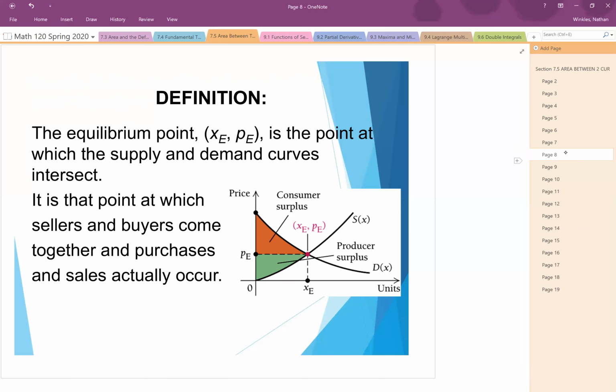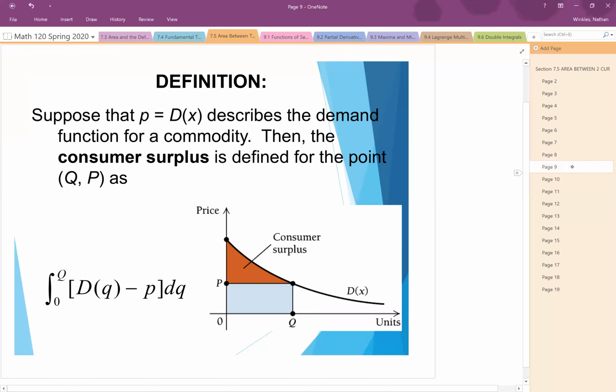Now, integrals are very prevalent in terms of business applications. So the equilibrium point xe comma p is the point at which the supply and demand curves intersect. This is our equilibrium point. It's the point at which sellers and buyers come together and purchase and sales accordingly. So if we look at this graph, this is saying that the consumer surplus is above the producer surplus in this case. So we need some more formulas.